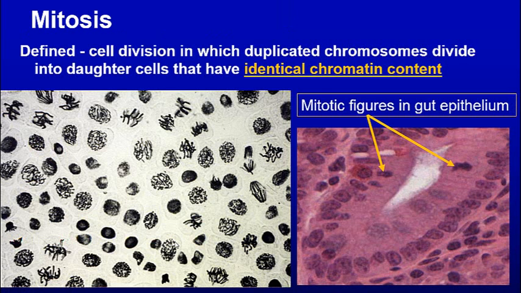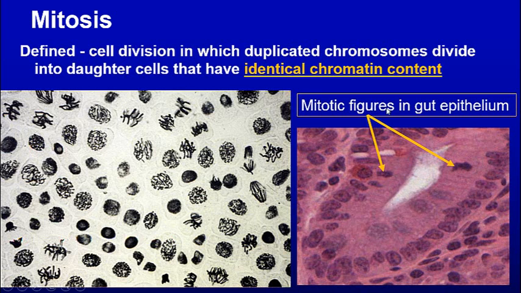Now, mitosis is defined as cell division in which duplicated chromosomes divide into daughter cells that have identical chromatin content. So you don't want any change. You want to have the daughter cells that have the very same chromosomes and genome as the parents. And that's what we have here.